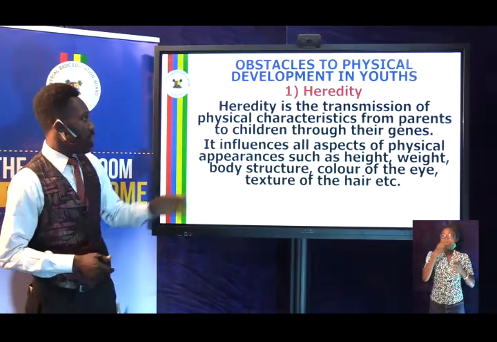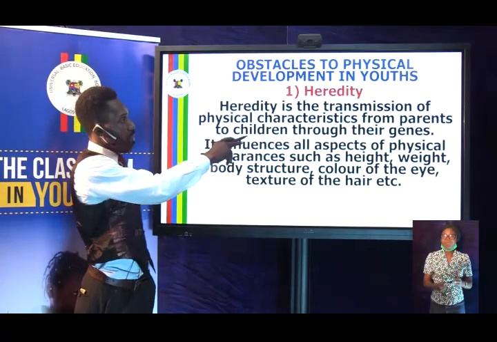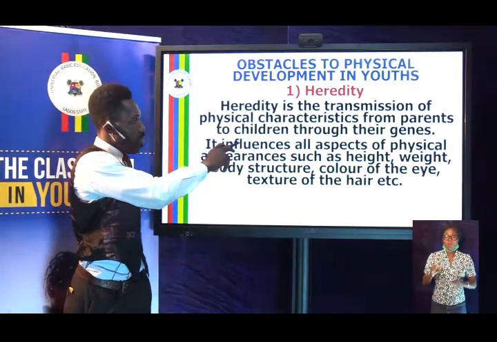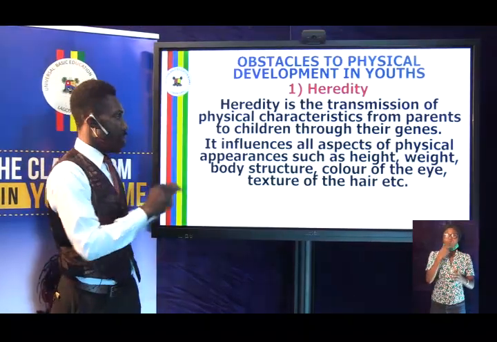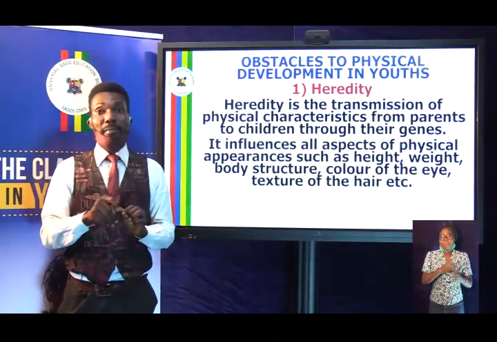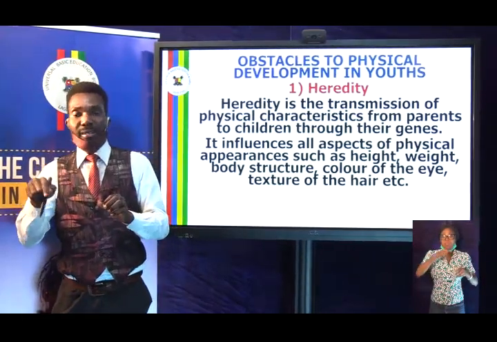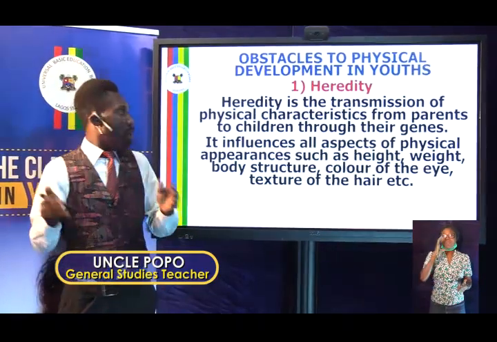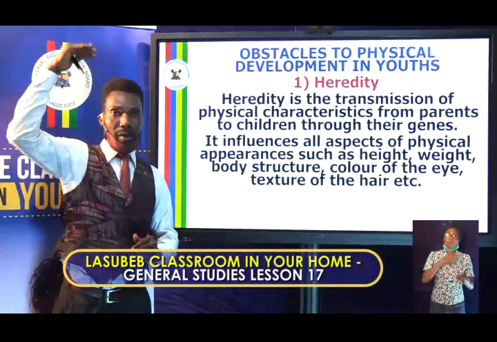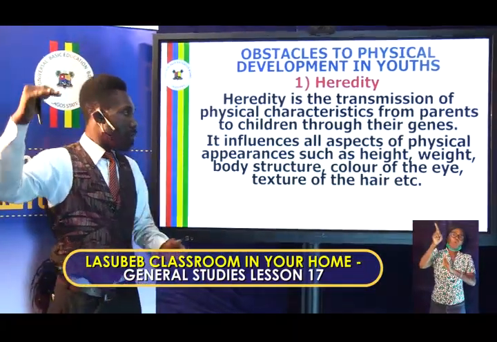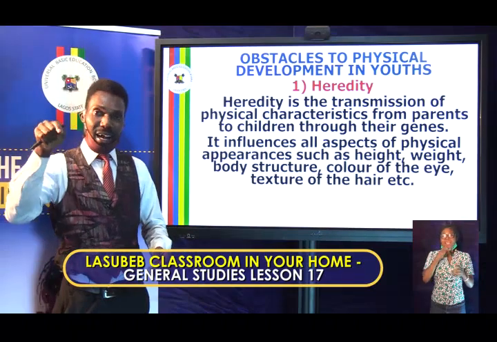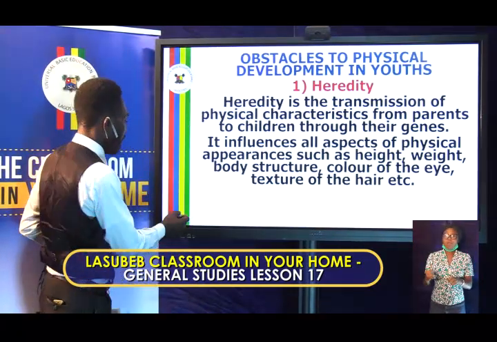Say that, heredity. Heredity is the transmission of physical characteristics from parents to children through their genes. I know you are asking, what are genes? A gene is a part of a cell that controls or influences the physical characteristics of a living thing. It influences aspects of physical appearance, such as your height. At times you will see some parents very tall, and the children they give birth to will be very tall. That's the gene there. Body structure, some will be fat, and you see the child being fat too. Is that the gene being controlled? Color of the eye, texture of the hair, and so on.